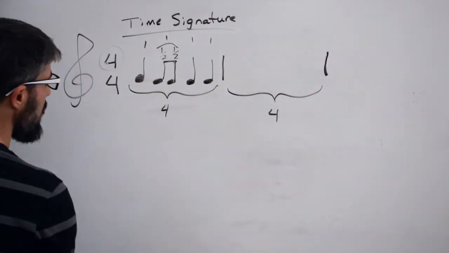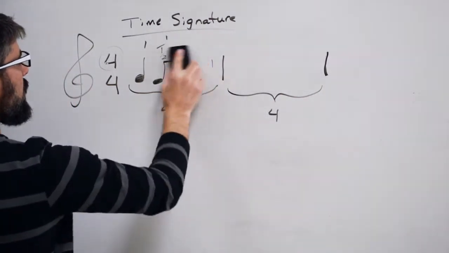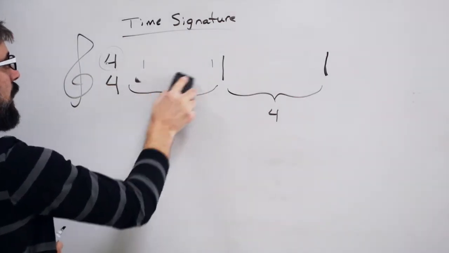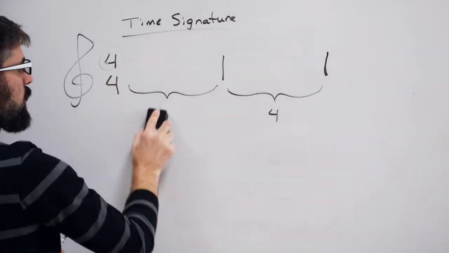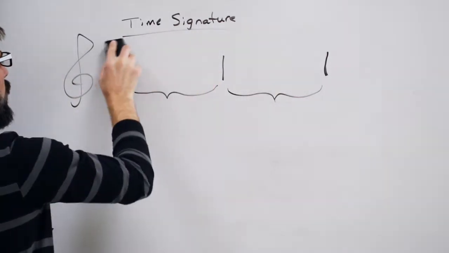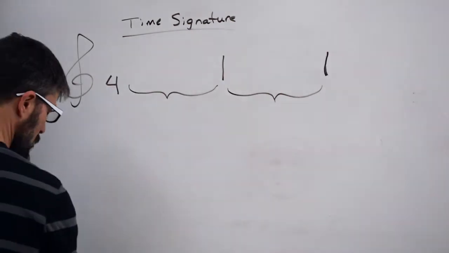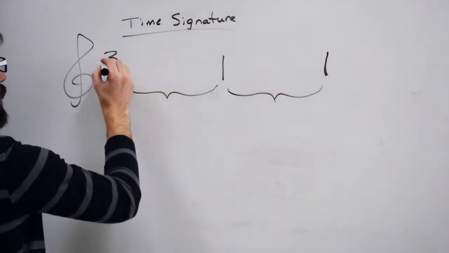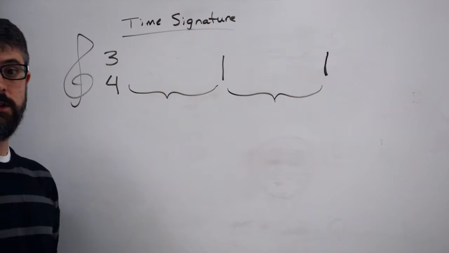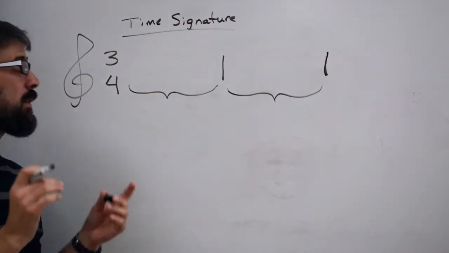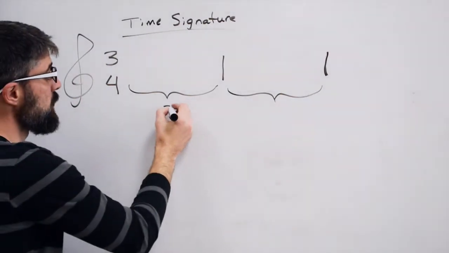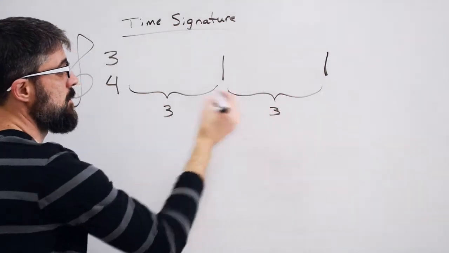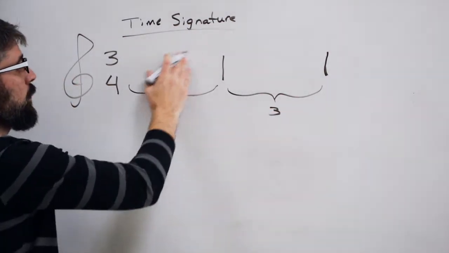So let's look at a different time signature. Let's look at maybe our second most common for beginners. We're looking at 3/4. So we're looking at our top number. Our top number tells us, that's right, how many beats we get in a measure. Okay, cool. And so I can get 3 beats.